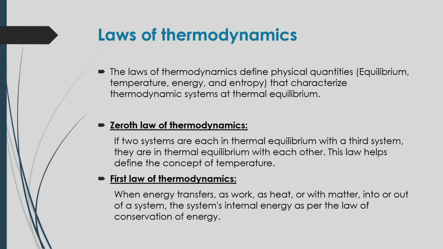So, based on which we can say that if two systems are in contact with each other in thermal equilibrium with a third one, then of course, this third system will try to come into thermal equilibrium so that they are in equilibrium thermally with each other. So, this is called the zeroth law of thermodynamics.